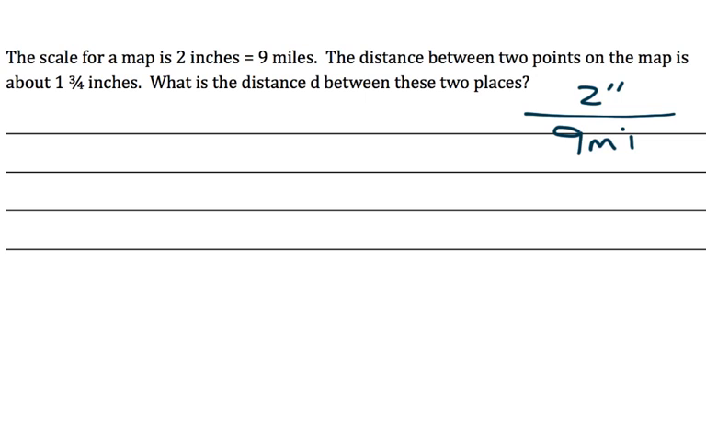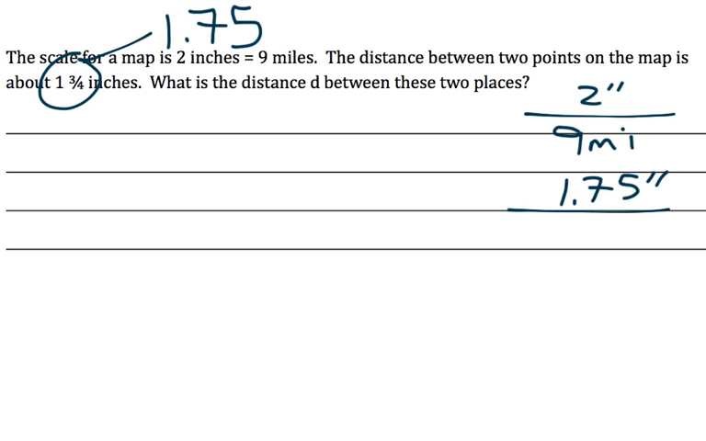The distance between 2 points on the map is about 1 3/4 of an inch. Well, I don't want to deal with a mixed number in there, so go ahead and turn this into the decimal 1.75. By changing that to 1.75 inches, I now can do math in the calculator a little bit easier. And I do think that that's easier than dealing with 7/4 as a fraction, so we won't change that.